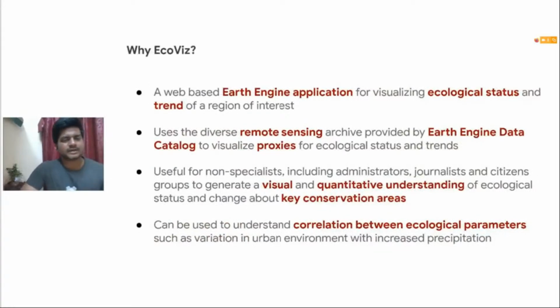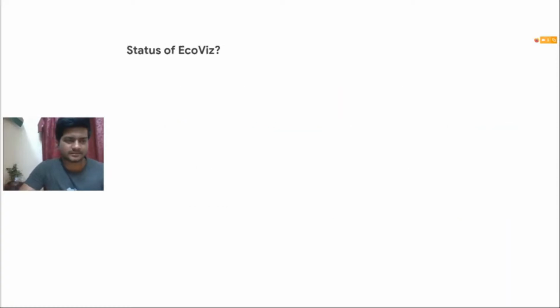Now, Ecoviz tries to extract the proxies based on the remote sensing parameters such as changes in temperature, precipitation, humidity, and anthropogenic activities, and then tries to map it to an ecological status and also give the temporal trend with it. So the primary idea is to understand correlation between ecological parameters.